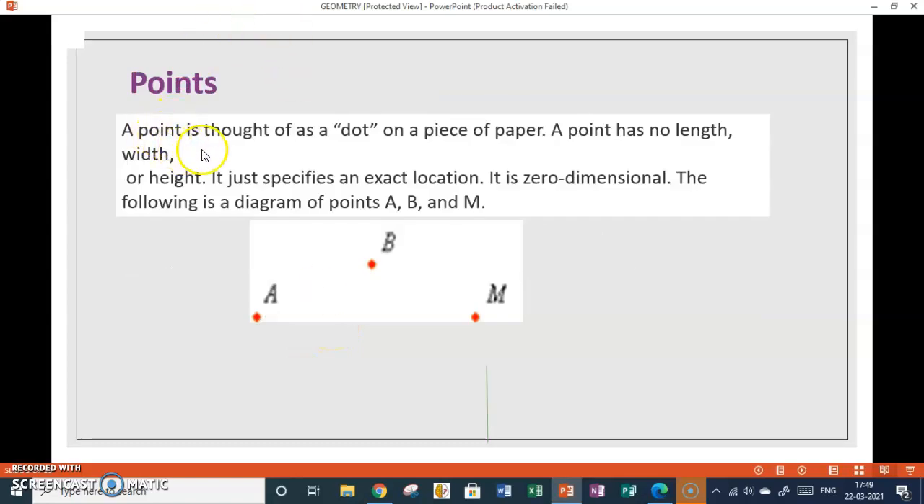Points. A point is thought of as a dot on a piece of paper. A point has no length, width, or height. It just specifies an exact location. It is zero-dimensional. The following diagram shows points A, B, M.